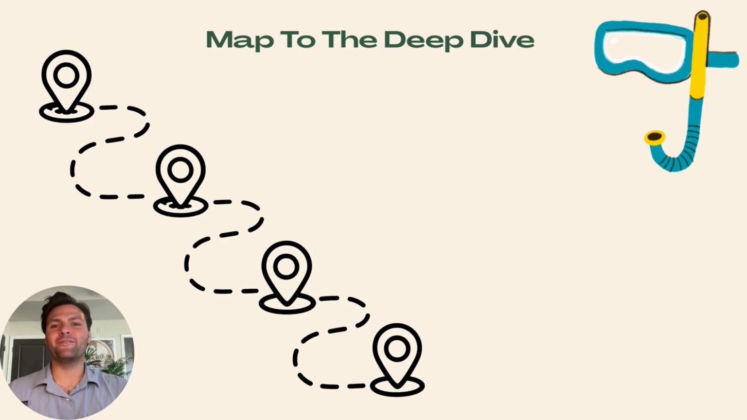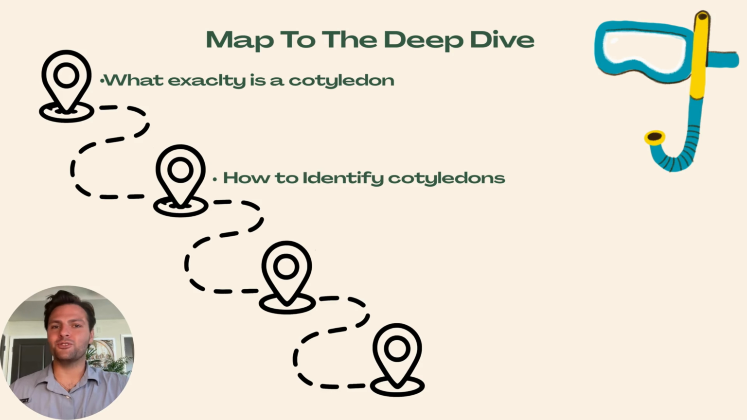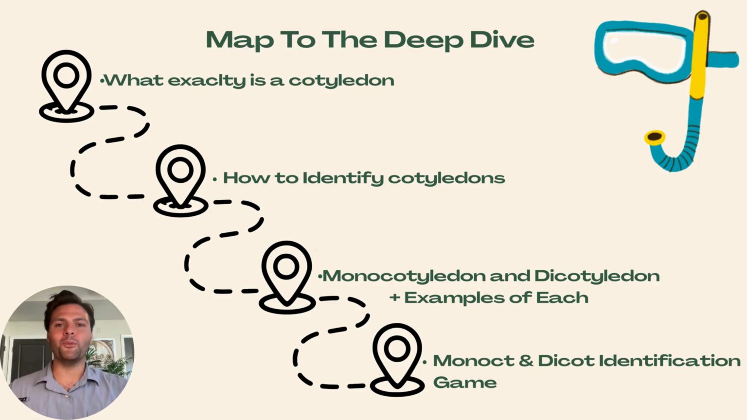Before we get too deep, let me give you a quick map of where we're headed in this dive. First, we'll break down what a cotyledon is, why it's important, and how it fits into a plant's life cycle. I'll show you how to identify them and what makes them different from a true leaf. Then, we'll shift focus onto monocotyledons and dicotyledons, talking about what they are, looking at their differences, and how that factors into a plant's development and identification, as well as some examples. Lastly, we'll put what we learned to the test with a monocot versus dicot identification game. Each part of this deep dive will be timestamped to make navigation easier. With all that said, let's dive on in.